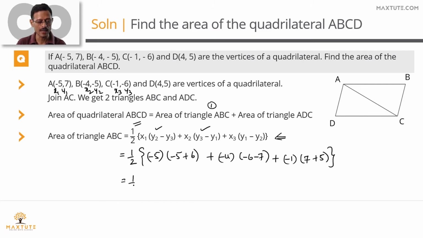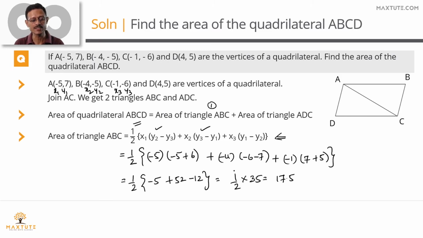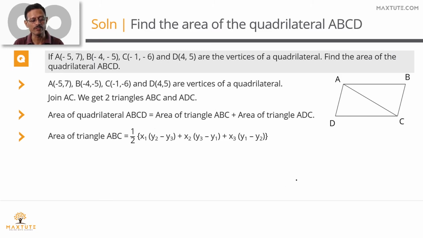So this is equal to half into minus 5 plus 6 is a plus 1. Plus 1 into minus 5 will be a minus 5. Minus 6 minus 7 is a minus 13, into minus 4 is a plus 52. 7 plus 5 is 12. Minus 1 into 12 is a minus 12. So the answer is going to be half into 52 minus 12 is 40, minus 5 is 35. Half into 35 is equal to 17.5. So step 1, finding out the area of triangle ABC: its area is equal to 17.5 square units.